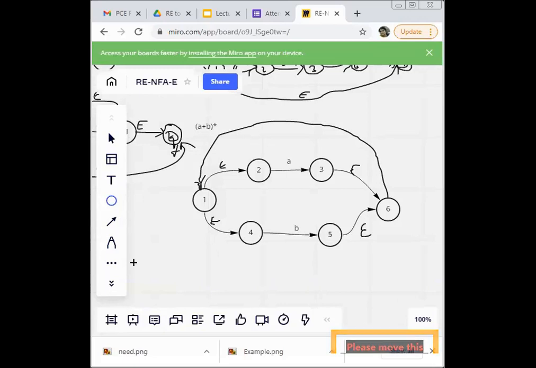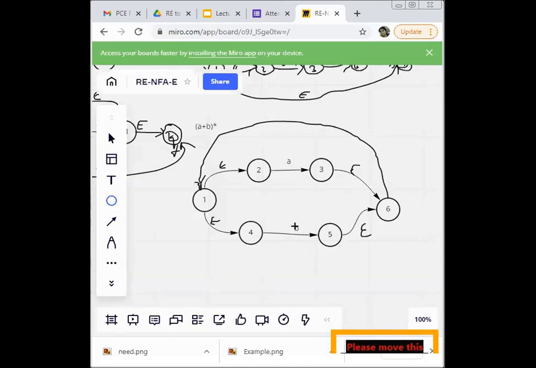What is the next step? 6 to 1 ho gaya, done. What will be our next step? To make it A or B star, this becomes A or B plus, students. A or B plus diagram agar pucha hai, so this becomes A or B plus. Okay. Add two more states.